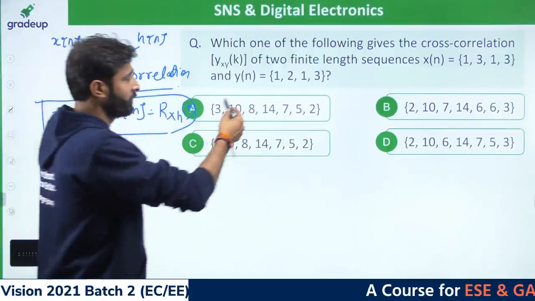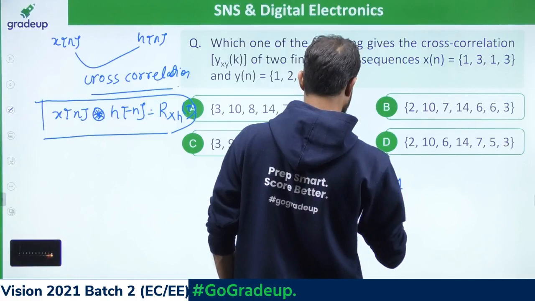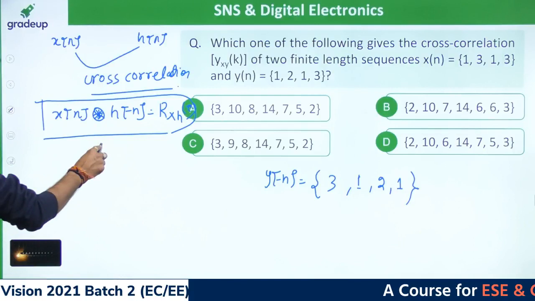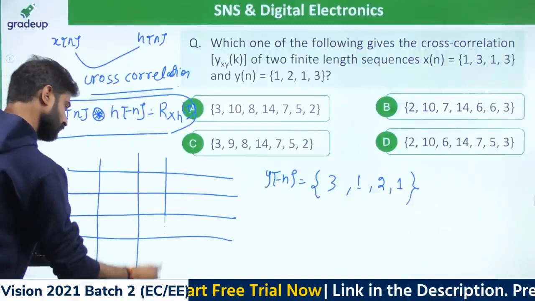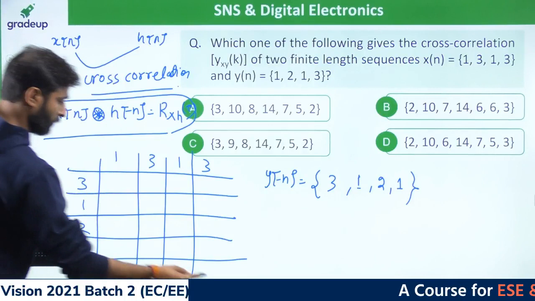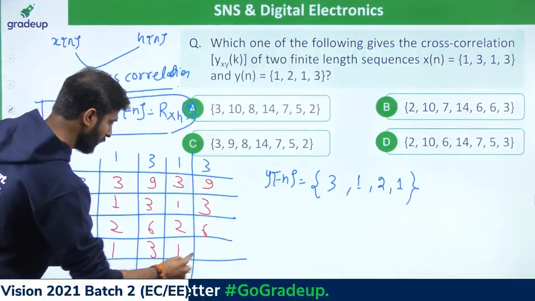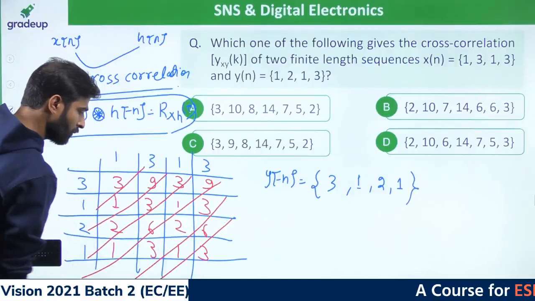Just reverse it. If you reverse it, you'll see that y of minus n looks like this, right? If it is 1, 2, 1 and 3, it is looking like this, right? You'll get the answer.